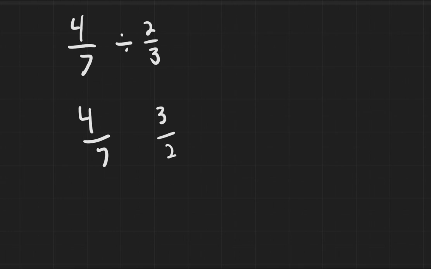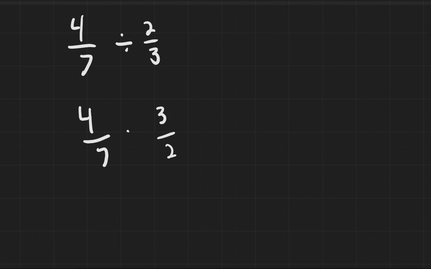Now division is a little trickier, but not by that much. So again, let's have 4 over 7, and let's say we're dividing it, right, by 2 over 3, right? Now this is different, and there's actually a couple ways you can do this, but my preferred way is to flip one of the fractions, and then I would multiply, right? So in this case, I'm going to flip 2 over 3, right? So if I flip 2 over 3, I'd end up with 3 over 2, right?